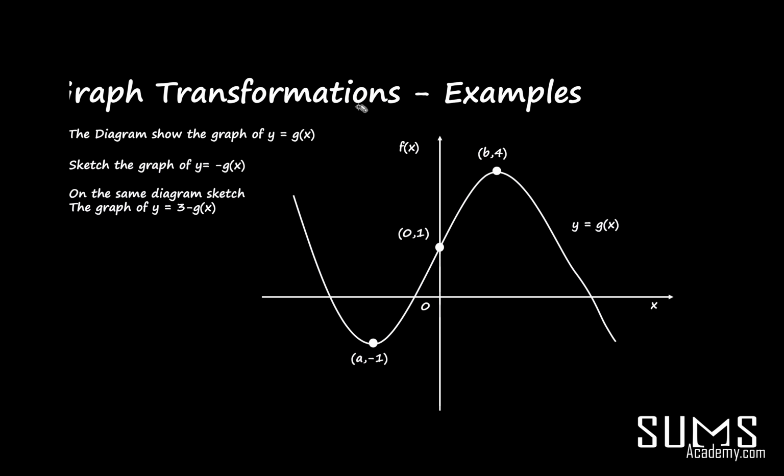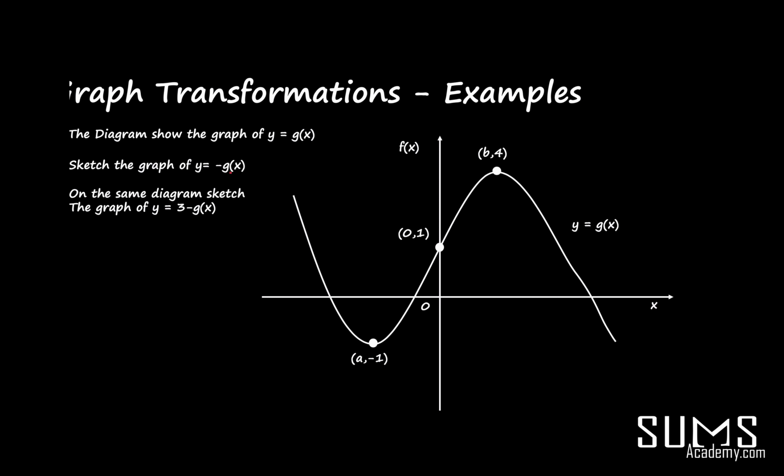So now we're going to look at an example of graph transformations. The diagram shows the graph of y equals g of x. So this is g of x here. This is this function. And we're asked to sketch the graph of y equals negative g of x. Okay, so we're going to do it on the same graph here. So negative g of x, what's this going to mean?